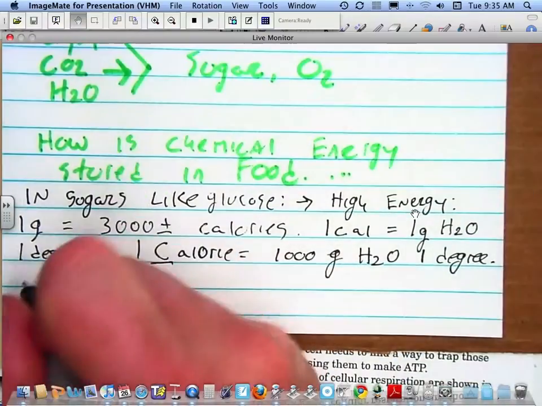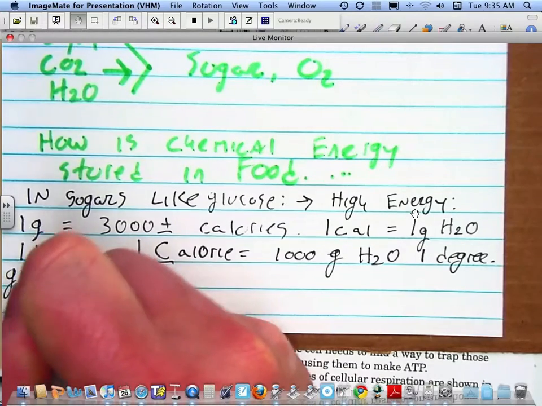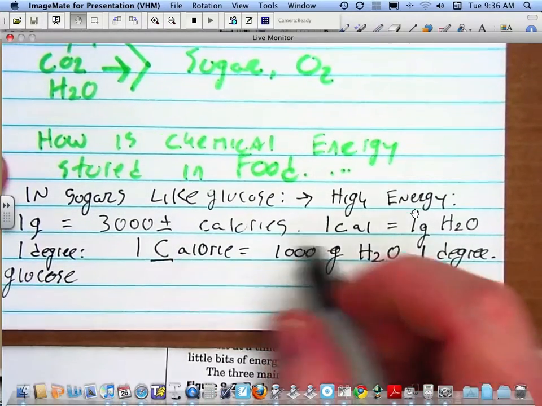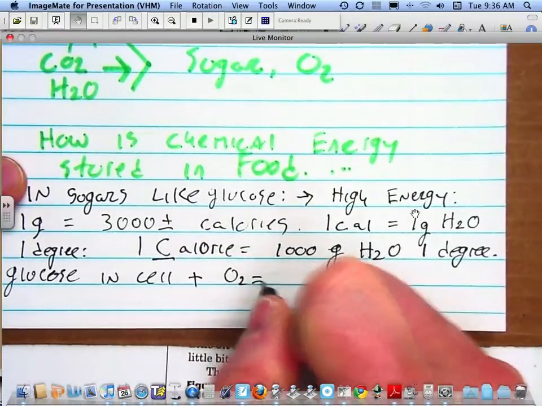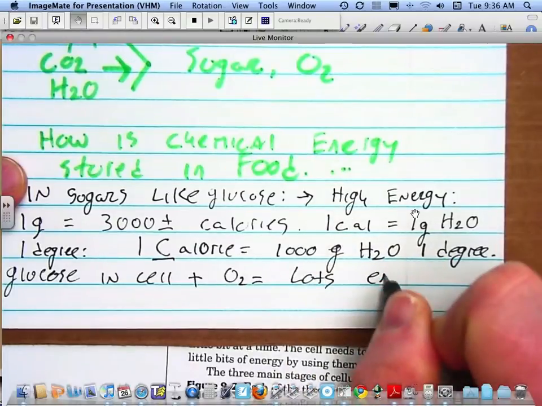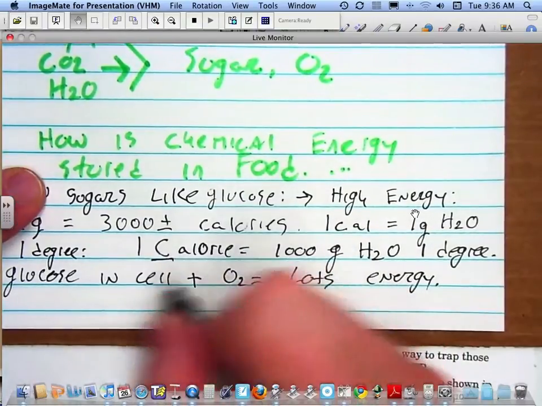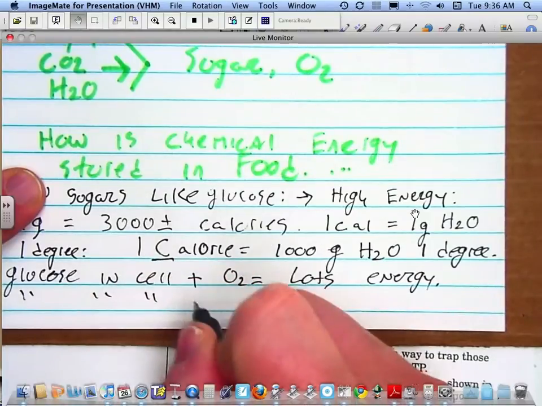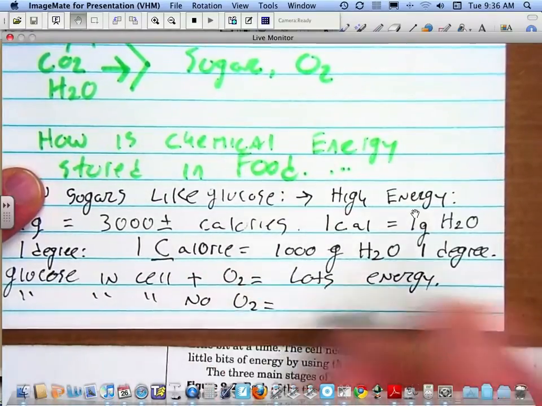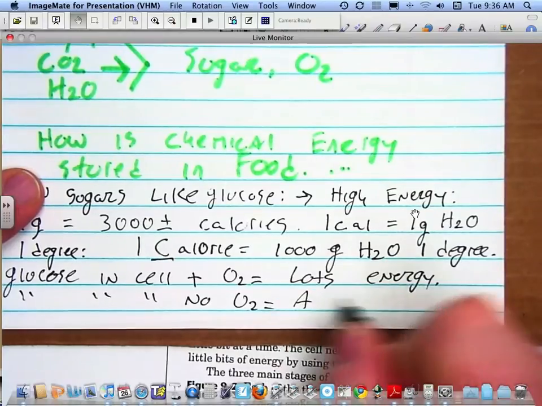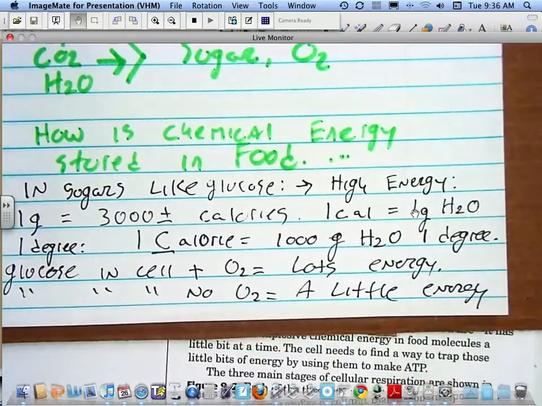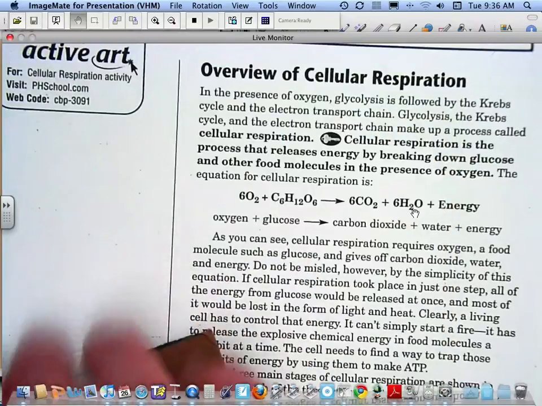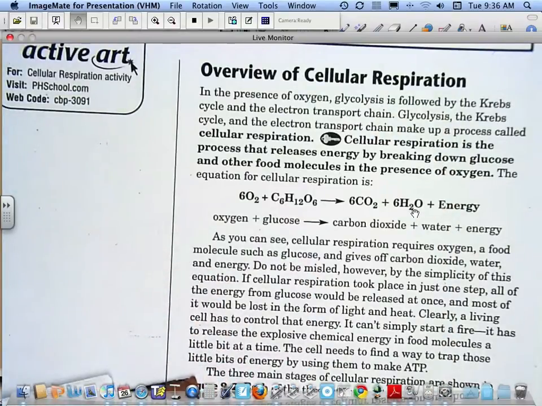Oh, yeah. Glucose in cell plus oxygen equals lots of energy. Glucose in cell, no oxygen, equals a little energy. Okay, so that's one way to write an answer out, but if your question was different, well, you can have a different answer. All right, so here, let's do an overview of cellular respiration.